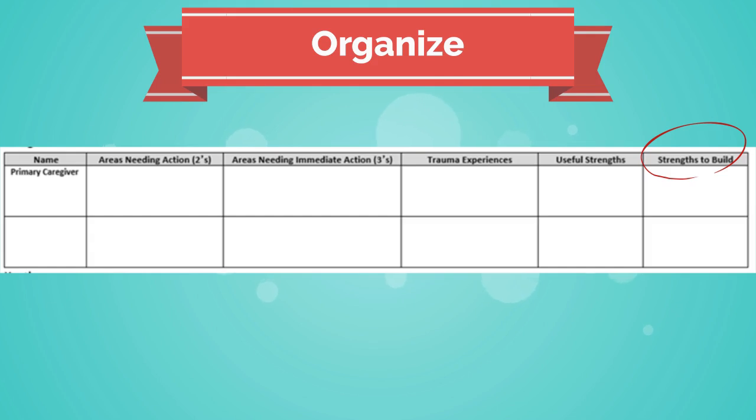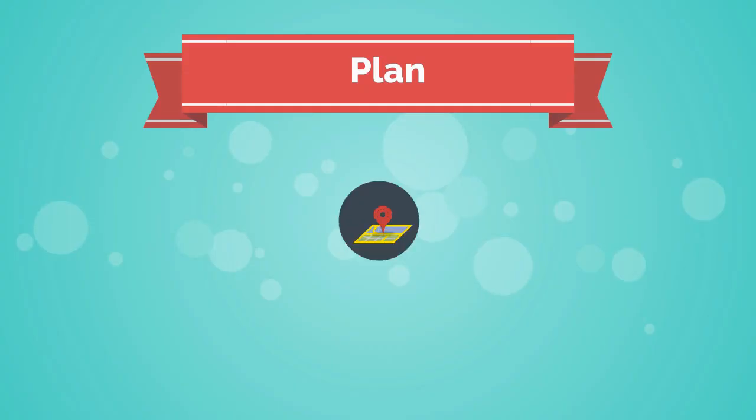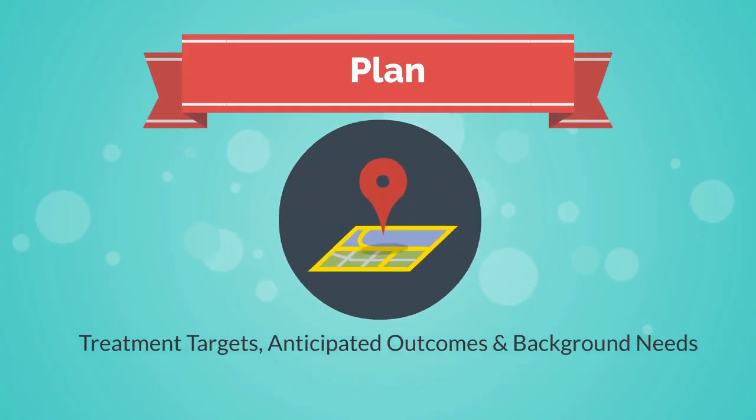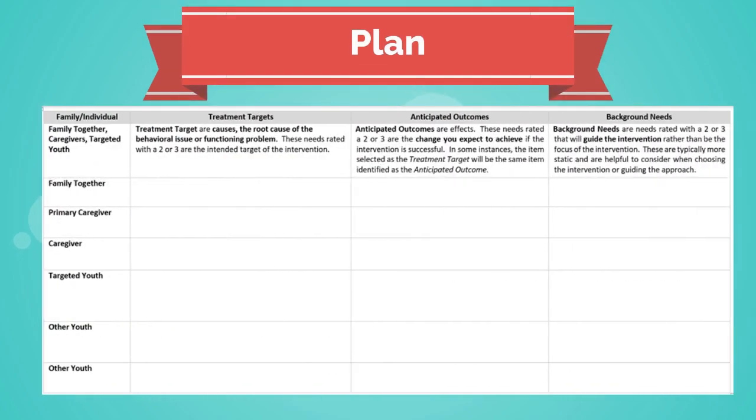It is important to note that not every 0 or 1 on the FAST can be used as a strength in solving the family's needs. Now let's talk about planning our treatment targets, anticipated outcomes, and background needs. This is what the second portion of the summary sheet looks like. This is where we pull down information from our organized needs and strengths and plan them in a meaningful way into treatment targets, anticipated outcomes, and background needs.